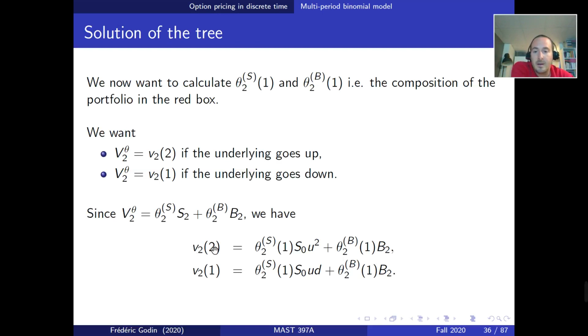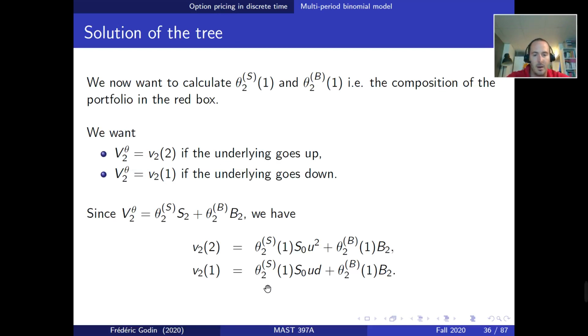And if there were exactly two upward movements of the stock, then S2 here would be replaced by S0 U2. This is the value of the stock if there were two upward movements. So the portfolio value should be equal to the number of stock shares in the portfolio times the stock value at time 2 if there were two upward movements, plus the number of risk-free asset shares times the price of the risk-free asset at time 2. This is for the first equation. You should do the same for the second equation, assuming a downward movement occurs next.